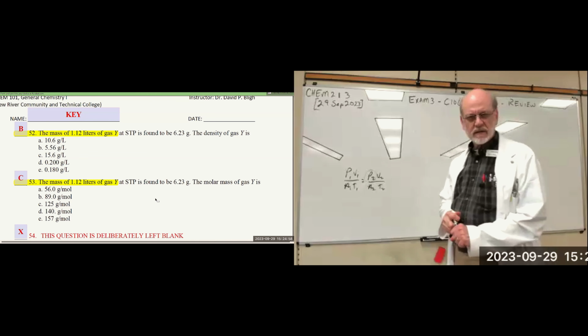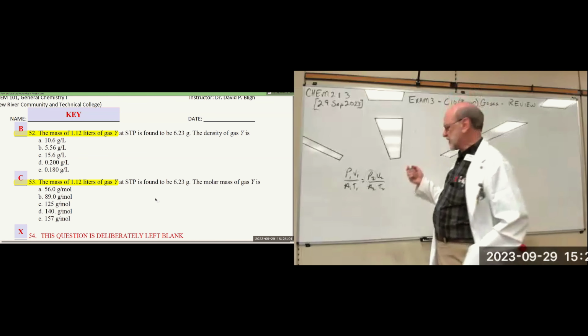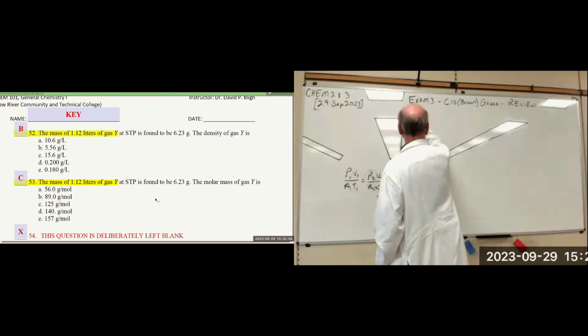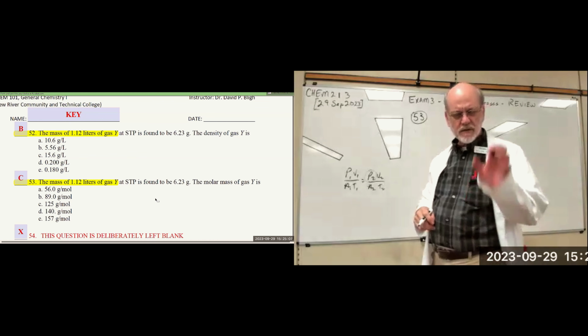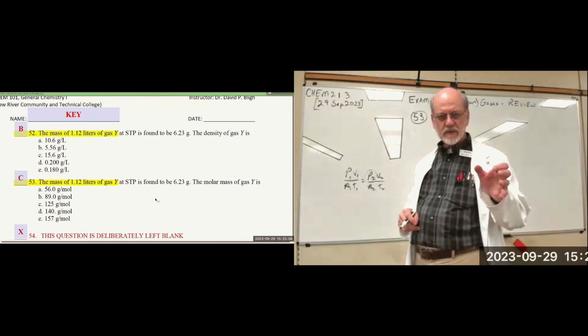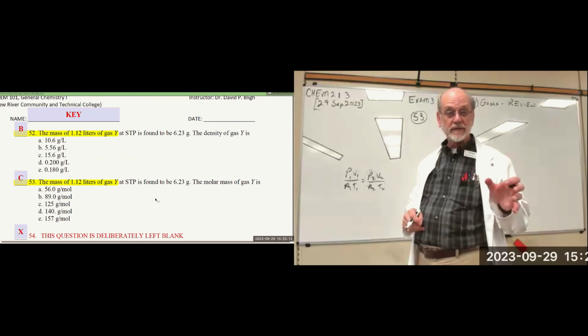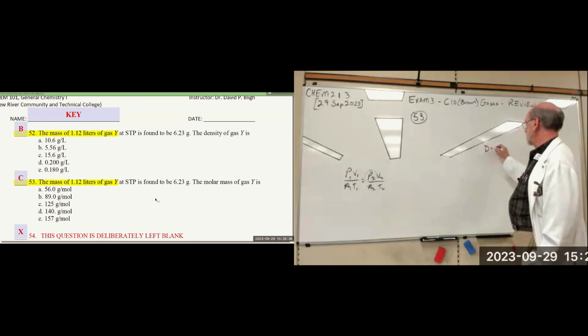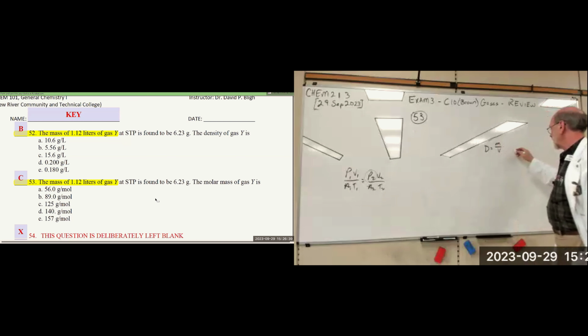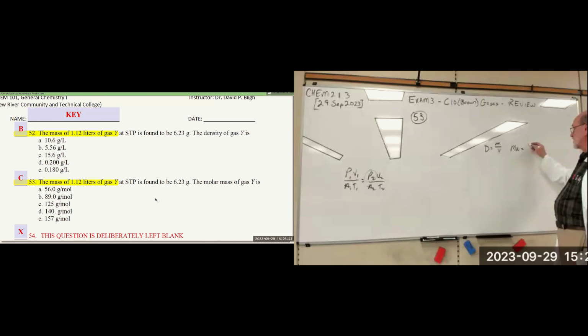All right, 53. We're going to use that same gas to answer another question. Same mass, same volume. The molar mass of gas Y is what? We can get density equals mass per unit volume. We can get molar mass as mass per mole. And we can also get the ideal gas equation. If we take this one, we're shooting for this one right here.